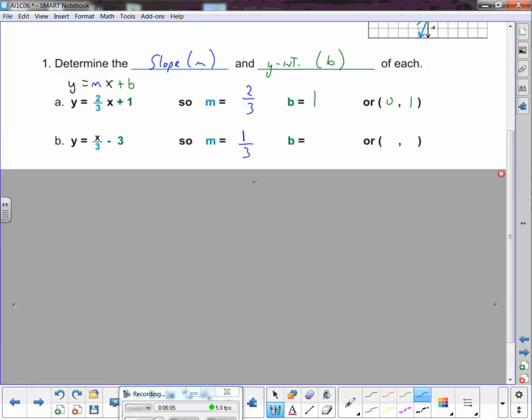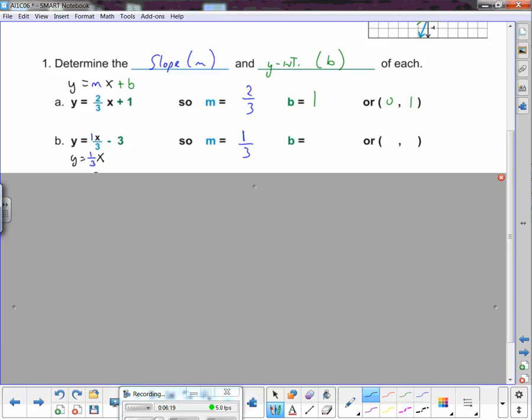Haven't we been through this with equations? Isn't that the same as 1x over 3? And by the way, if I wanted to, couldn't I have written the exact same thing this way? 1/3 and then the x. Isn't that the exact same function?